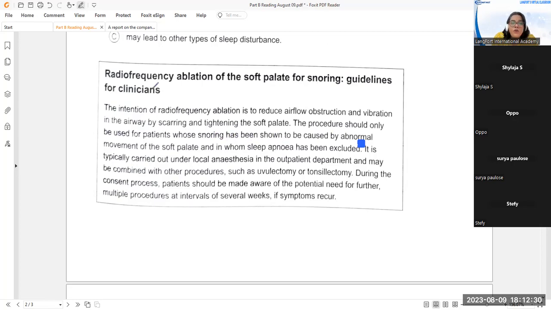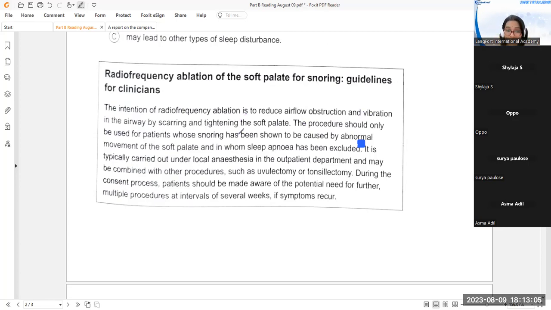Okay, all right. So they are talking about a treatment procedure called radiofrequency ablation of the soft palate. Soft palate or hard palate is related to your mouth. So the intention, the purpose of this treatment is to bring down airflow obstruction, problems with airflow and vibration in the airway, by making scars and tightening the soft palate. So by making scars and tightening the soft palate, they are trying to prevent problems with airflow.